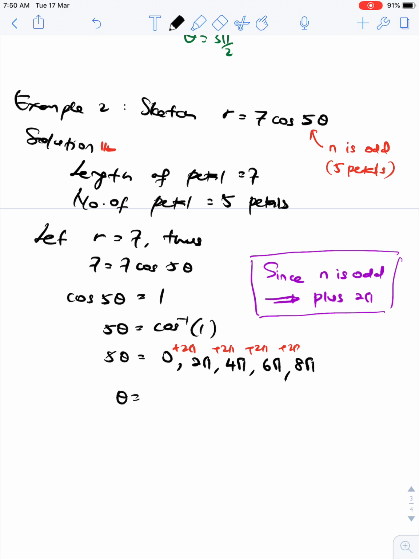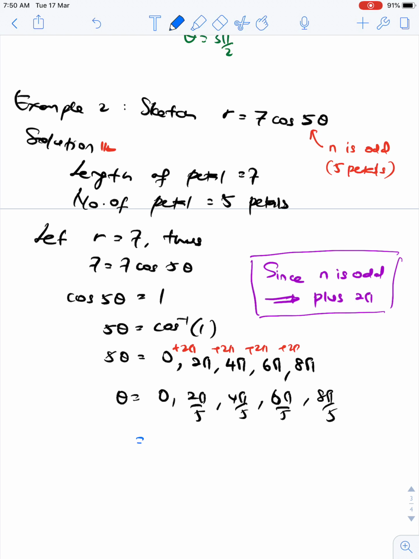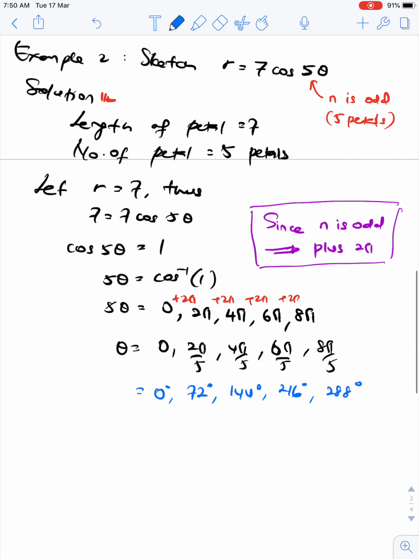So we have theta, dividing everything by 5, we get 0, 2 pi over 5, 4 pi over 5, 6 pi over 5, and then 8 pi over 5. Or equivalently, I can say this is 0 degrees, and then we have 72 degrees. This is 144 degrees. 6 pi over 5 is 216 degrees, and then 8 pi over 5 should be equivalent to 288 degrees.